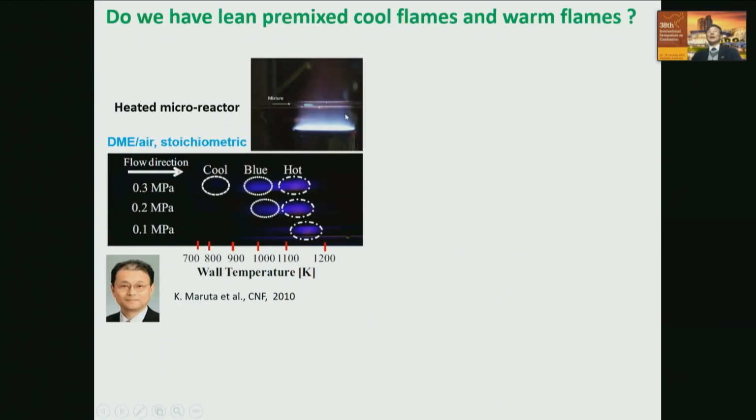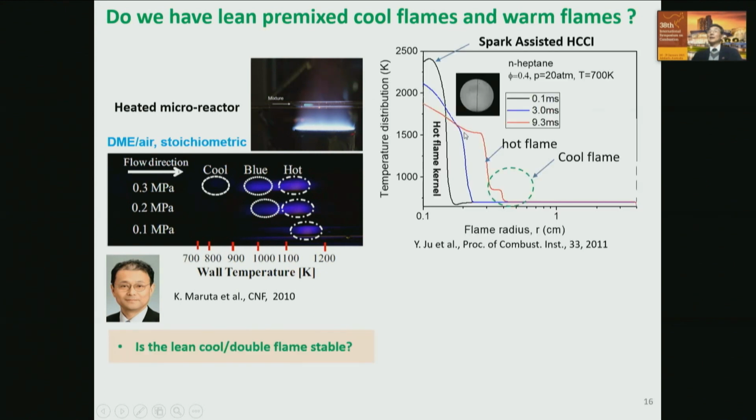So in 2010, Kaoru Maruta in Japan conducted an experiment in a heated microtube using dimethyl ether air mixtures. What he found is that by raising the pressure, you can see a hot flame and then a multi-stage flame at stoichiometric conditions. At the same time, we conducted modeling of spark-assisted HCCI, with the spark creating a very high temperature flame front. As time goes on, this flame front decomposed into two: a leading cool flame and a trailing hot flame.